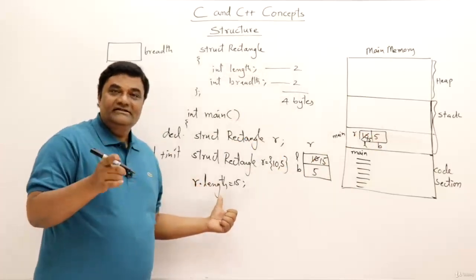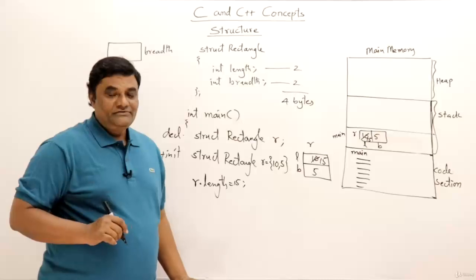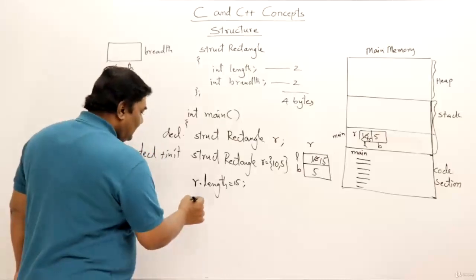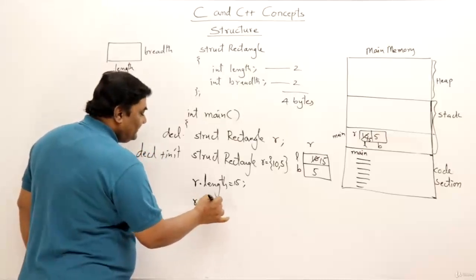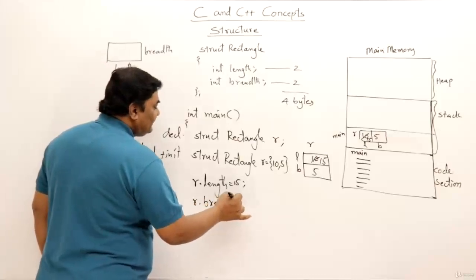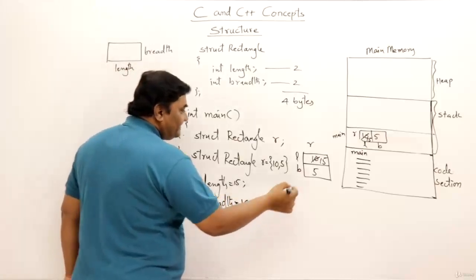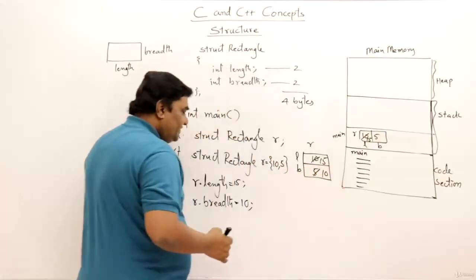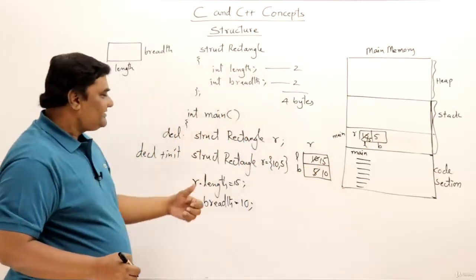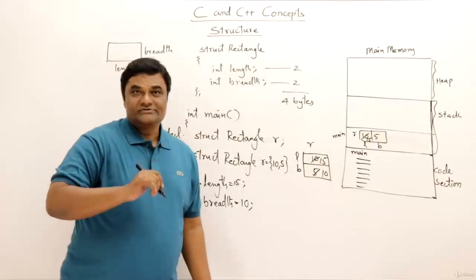So what is the operator used for accessing a member? Dot operator is used for accessing a member. Then r.breadth, I can modify it. r.breadth, assign 10. So this is modified to 10. So if you want to read or write the members of a structure, the dot operator is used.